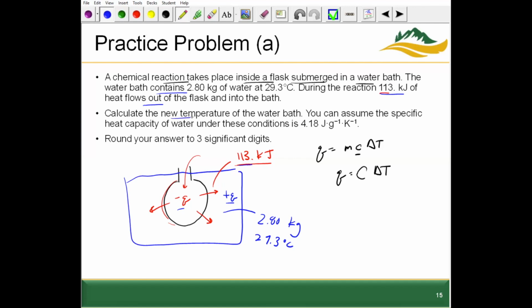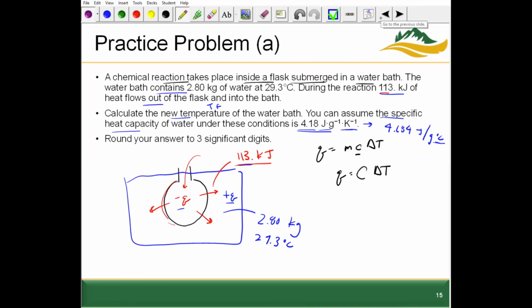Calculate the new temperature, so we know it's T final, of the water bath. We can assume the specific heat capacity of the water under these conditions is that 4.184 joules per gram Kelvin. We know this is the same thing as 4.184 joules per gram degrees C, right? So that delta T can be the same for Kelvin and Celsius. It's not the same for Fahrenheit, but we won't really work with Fahrenheit here in chapter 6.